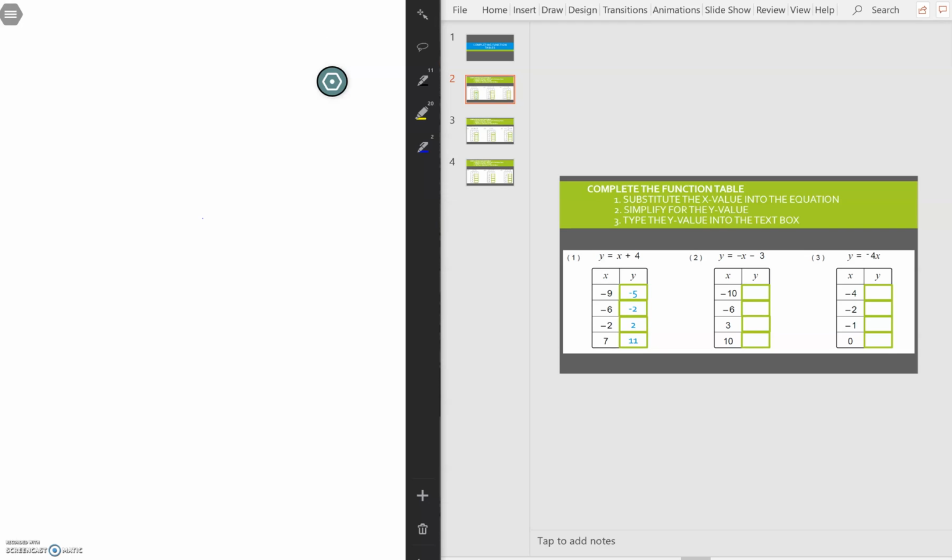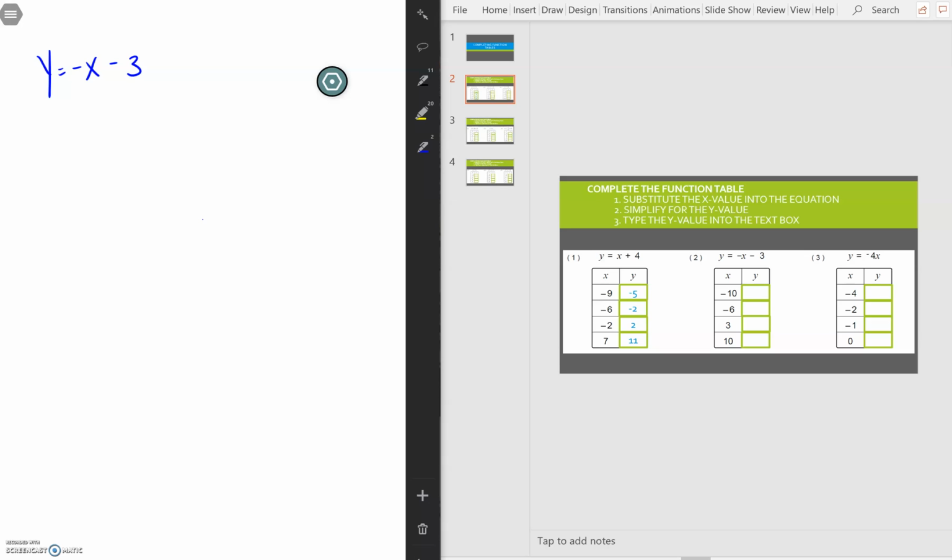All right, so now we're going to move on to number 2, and our equation on number 2 is y equals negative x minus 3. So when there's a negative x value, this is where people start to try to get rid of negative signs because they feel like it. I don't know why they do it. But we can't get rid of that negative sign because it is part of the equation.